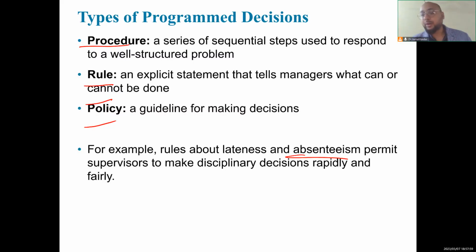We call these structured problems, and they are going to be programmed. You make procedures, you make rules, and you make policies. That's it. If you want to apply for holidays, vacations, or parental leave, you need to go through some procedures, right? We call this programmed solutions for structured problems.